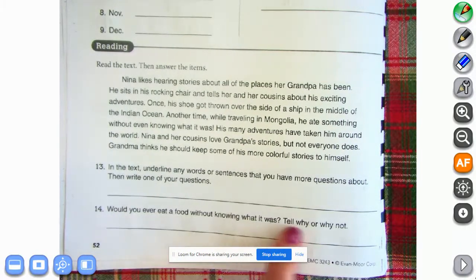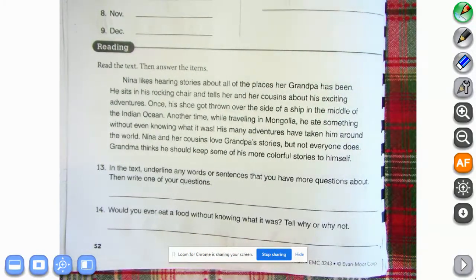Would you ever eat a food without knowing what it was? Tell why or why not. All right.